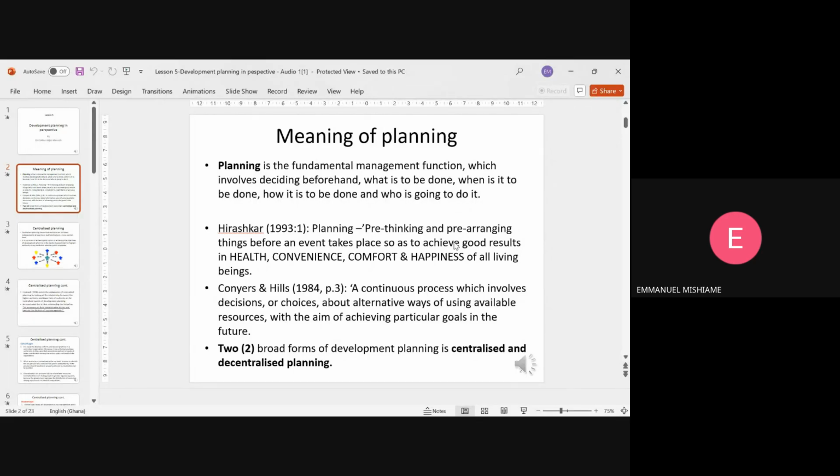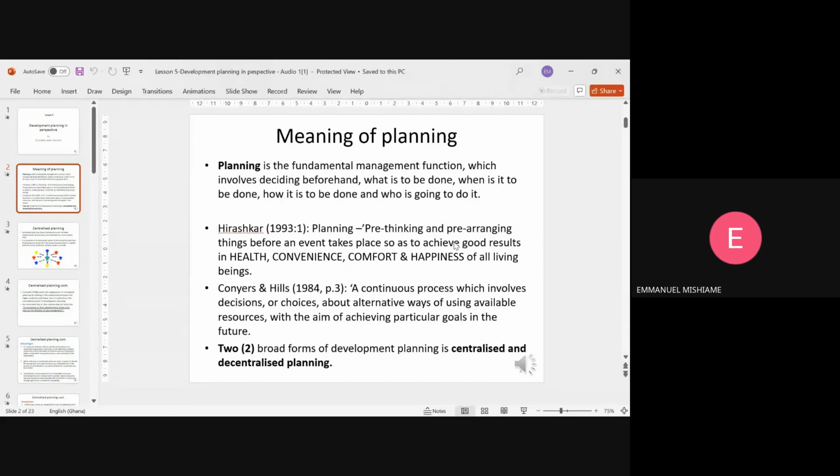Conyers and Hales in 1984 also defined planning as a continuous process which involves decisions or choices about alternative ways of using available resources with the aim of achieving particular goals in the future. Generally, Conyers and Hales' definition of planning is what is widely accepted.